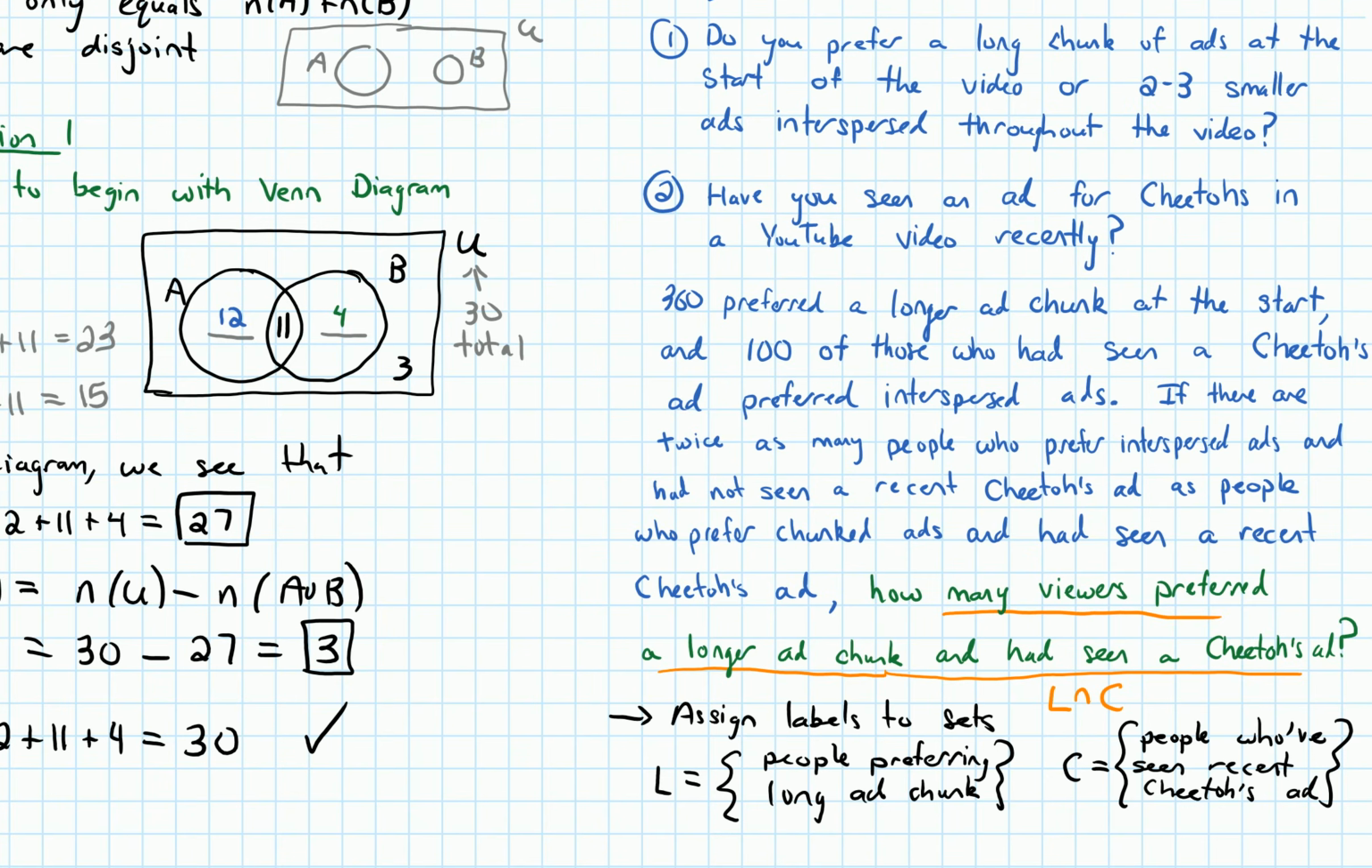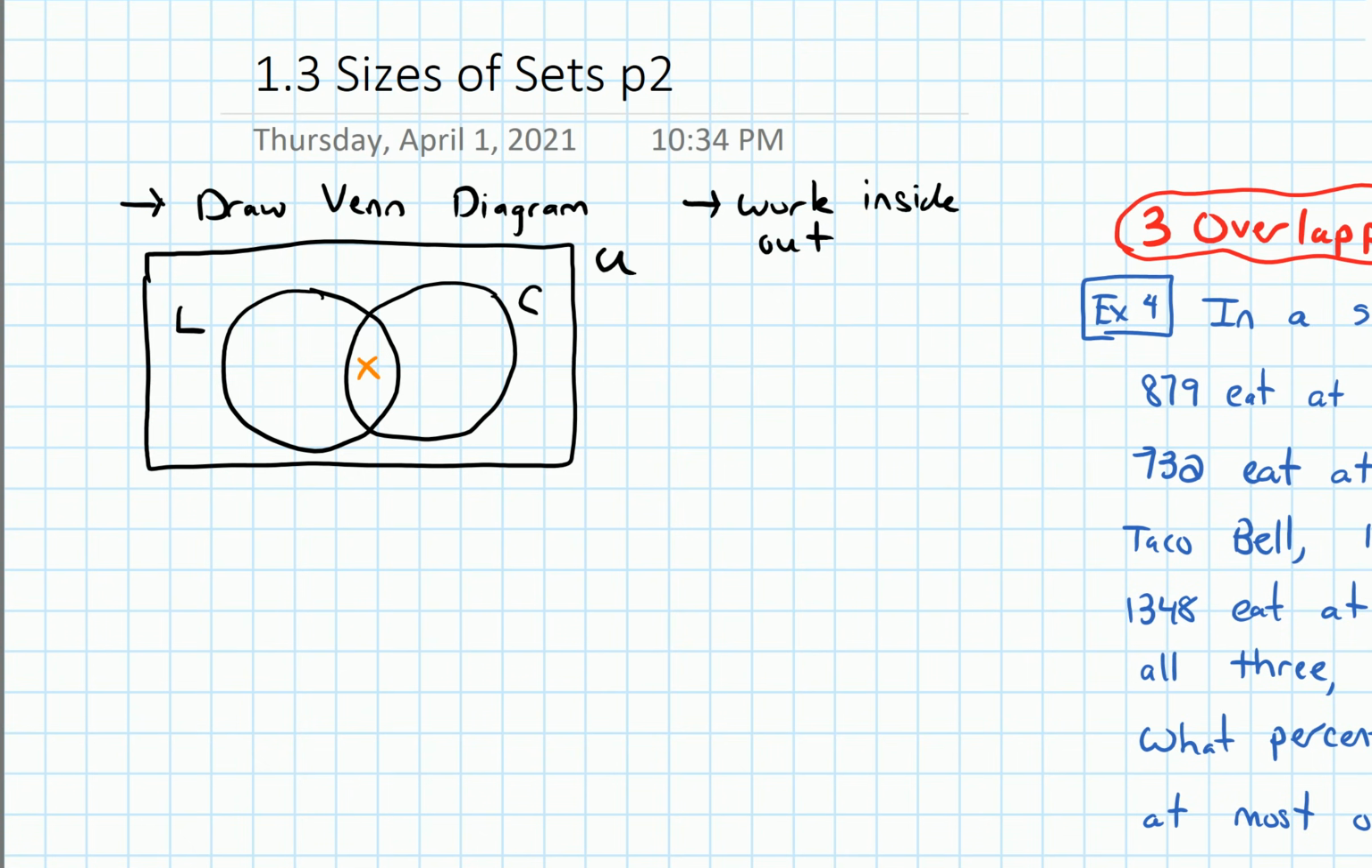So if I go back to the question and I look at the numbers that the question has, it says that 360 people preferred a longer ad chunk at the start. So that means L should have 360 total people in it. So the whole circle that I have for L should have 360 total, and that includes the intersection region. So that's why I can't just put 360 here, because that's assuming that that's outside of the intersection.